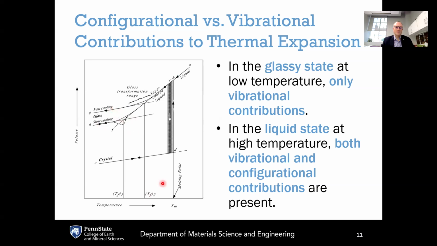And for fast-cooled systems, that happens at TF2. For the slow-cooled glass, again, we take the tangent line from the glassy line here, see where it intersects the supercooled liquid, drop that down to the temperature axis, and that gives us TF1, which is the fictive temperature of the slowly cooled glass.